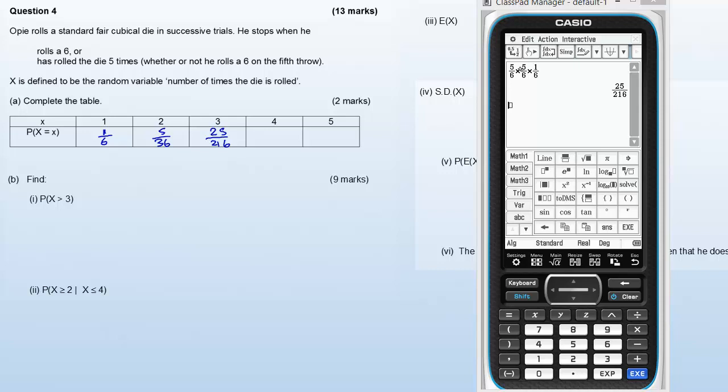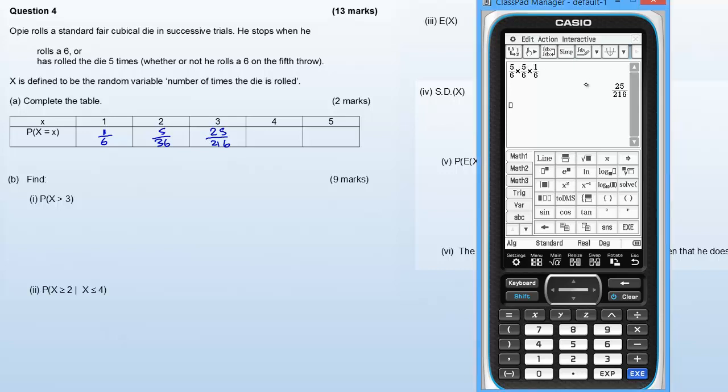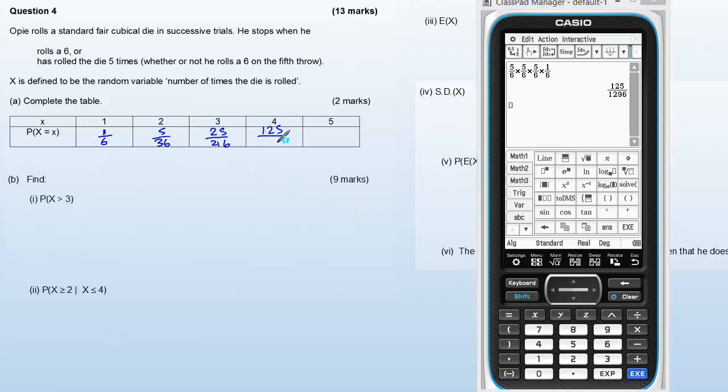So for 4 rolls, what we need is an extra 5/6 in here. And multiply. So that's 125/1296. Now where a lot of people went wrong was to put another 5/6 in here and give me 625/7776 or something. That's not right. This would then not be a probability distribution. He stops whether or not he gets a 6.